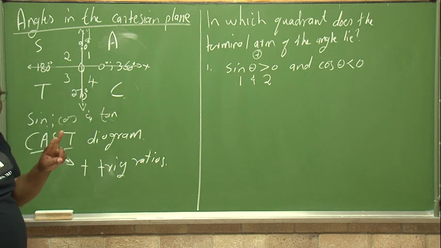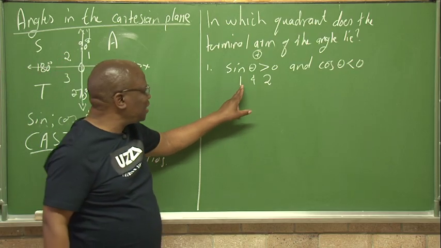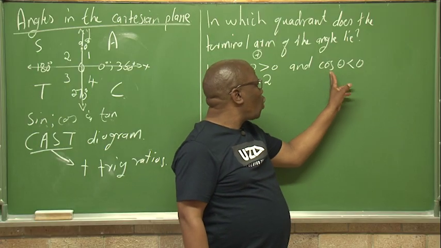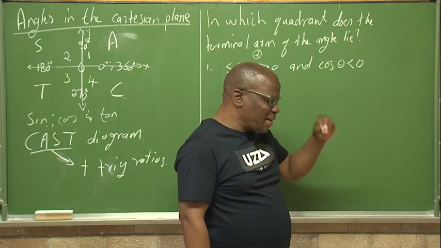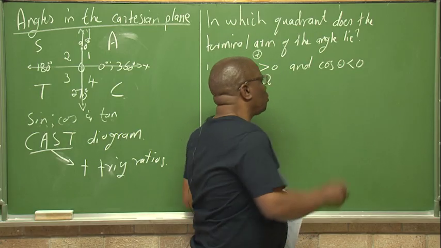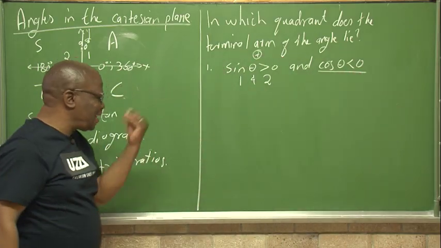So the only two quadrants where sine is positive are the first and second, as I've indicated here. Now we need to go to this one, cos theta less than 0. We want to identify the quadrant in which cos is negative. Let's go to those quadrants. Cos is less than 0. Less than 0 means negative.